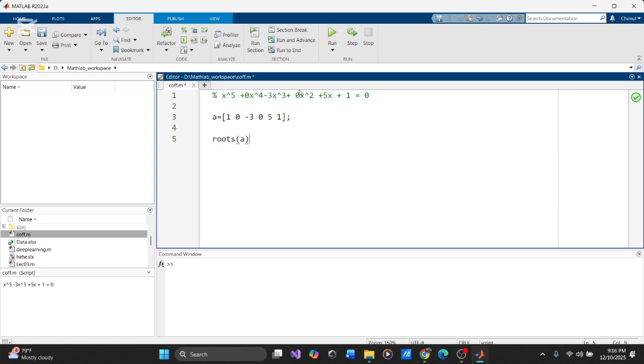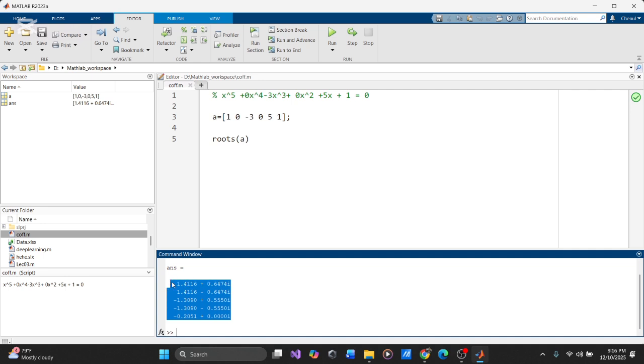So let's try it in the program. Okay, so here you can see the roots. Since it is x to the 5 power, there are 5 roots: 1, 2, 3, 4, 5. So this is the way.